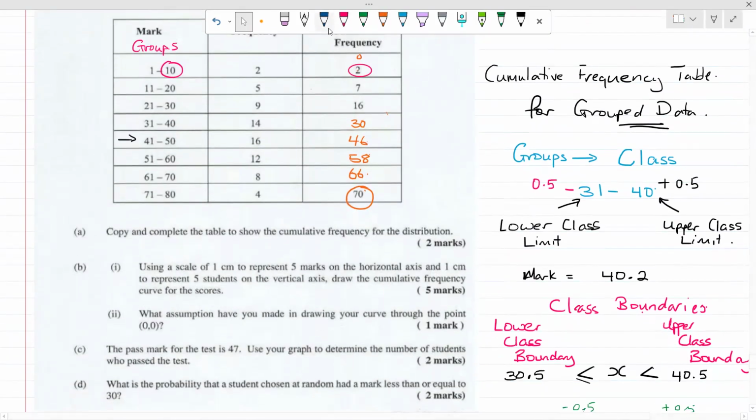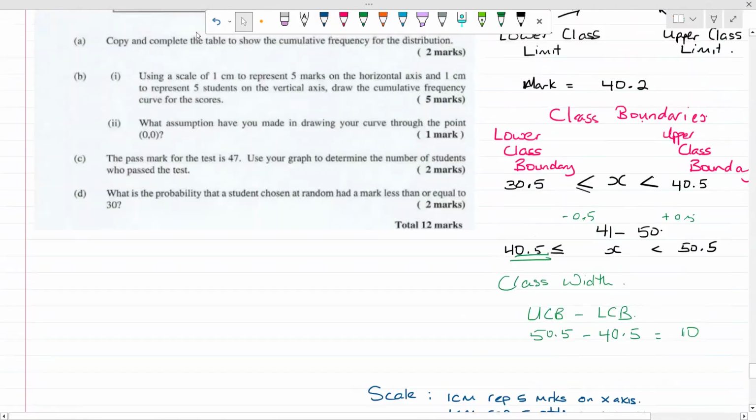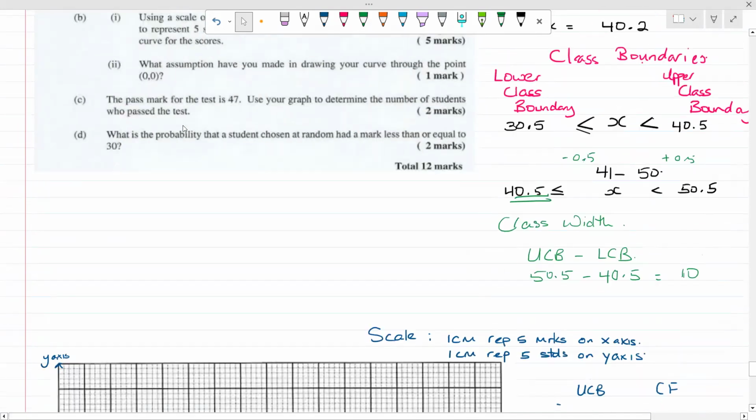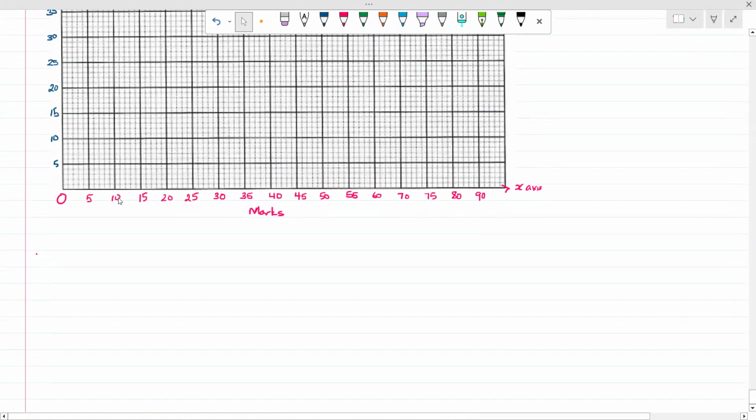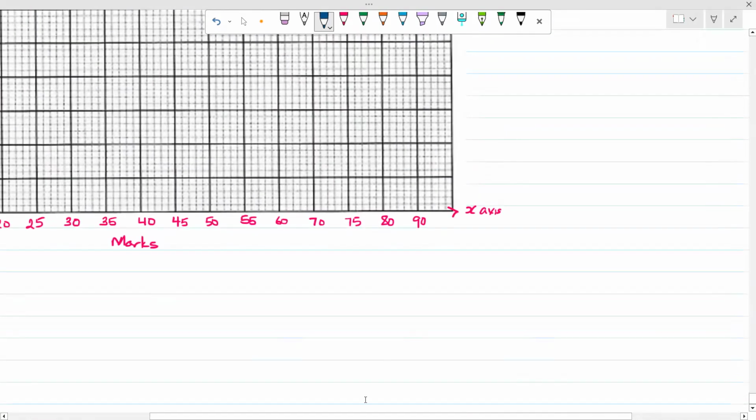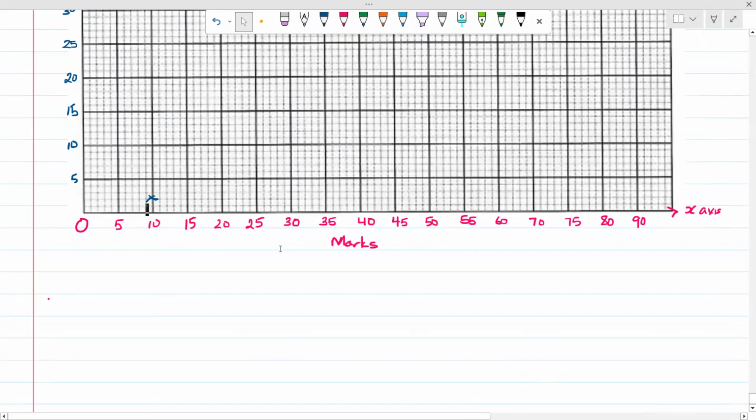So 10 is going to go. This is marks, right? 10 marks. So looking for the 10 on my marks axis. 10 and 2. Watch, we have 5 tiny blocks here. So every block is 1. So 2 is going to be right here. See that? Everybody can see that clearly?